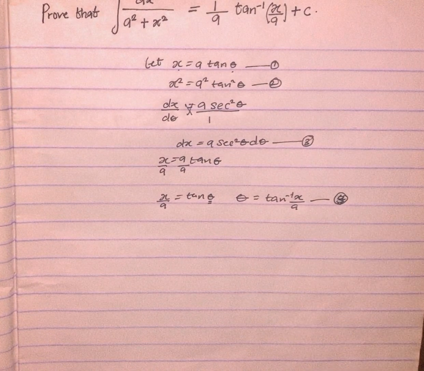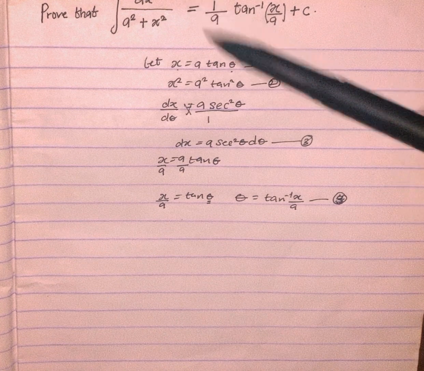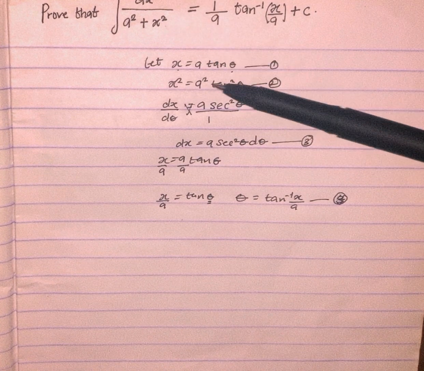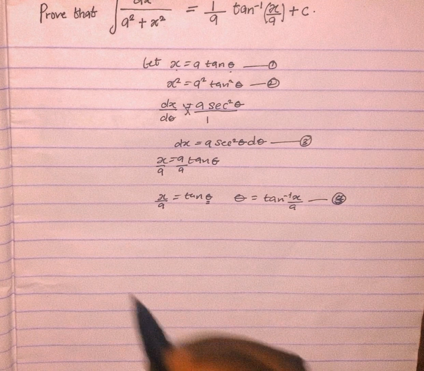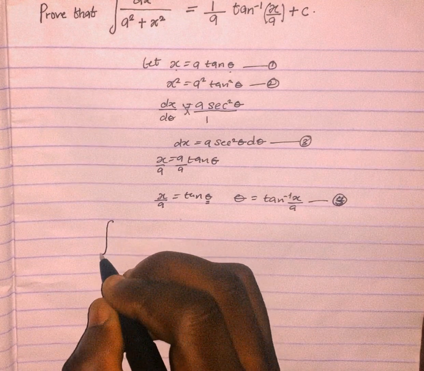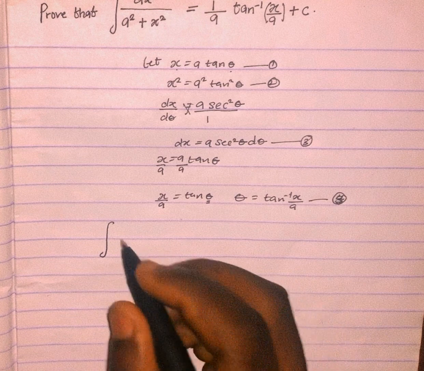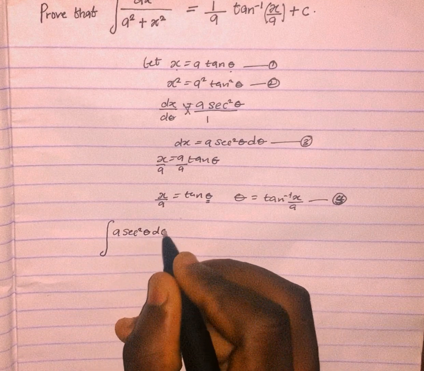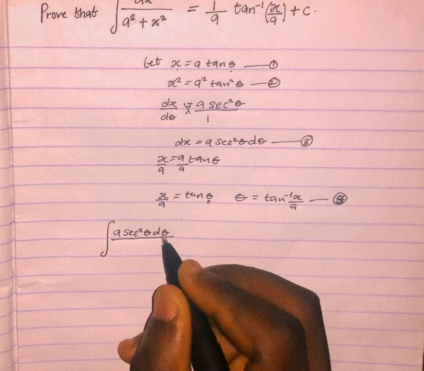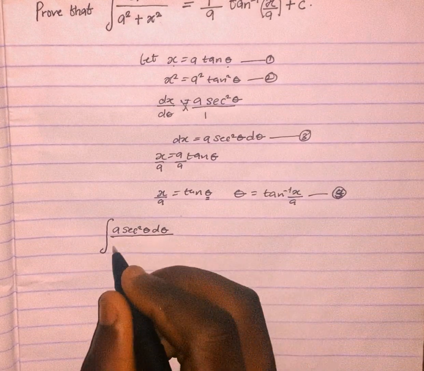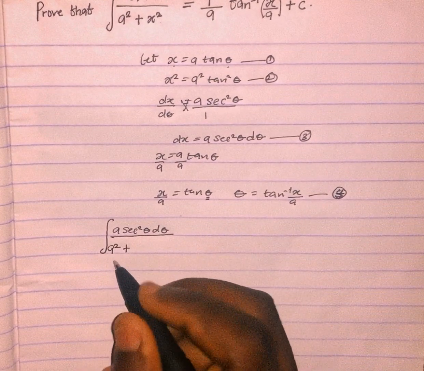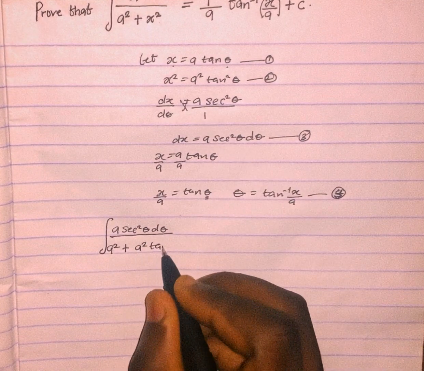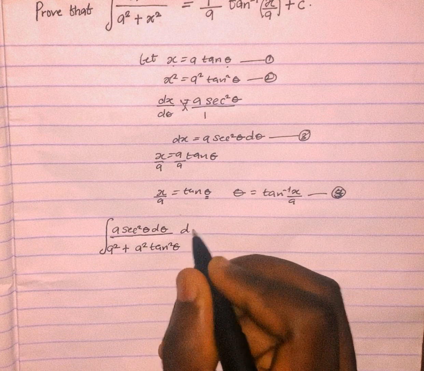Then we can simply replace dx with a sec squared theta d theta and x squared with a squared tan squared theta. So we have the integral. What's our dx? That will be a sec squared theta d theta, all divided by a squared, you put it down, plus x squared. x squared is simply a squared tan squared theta.